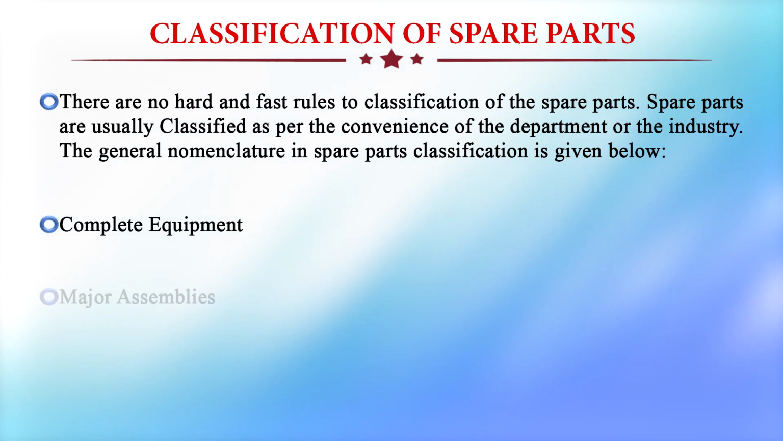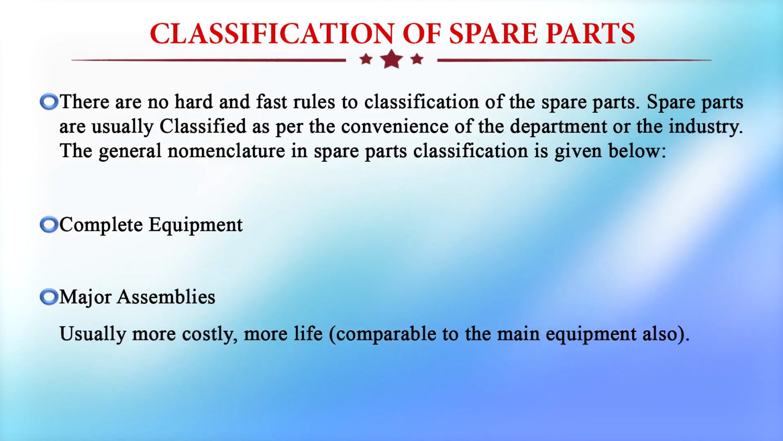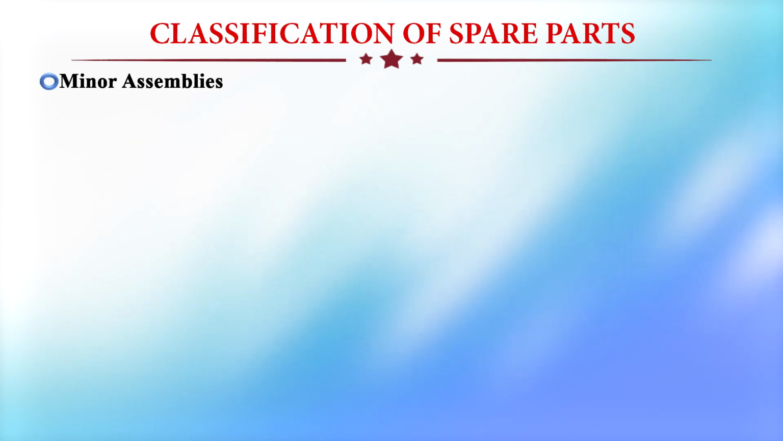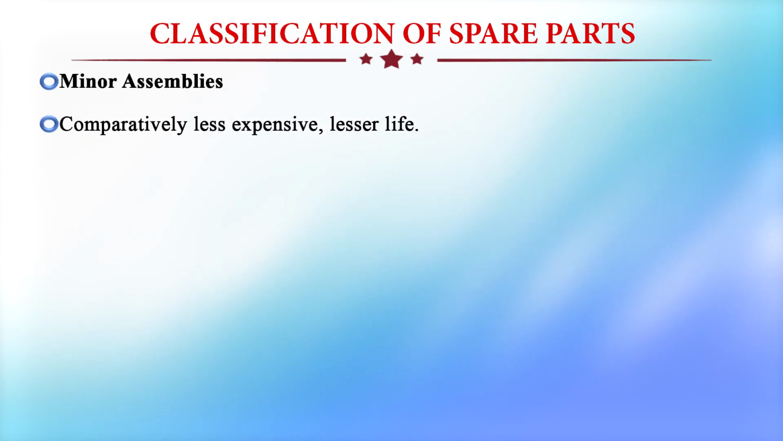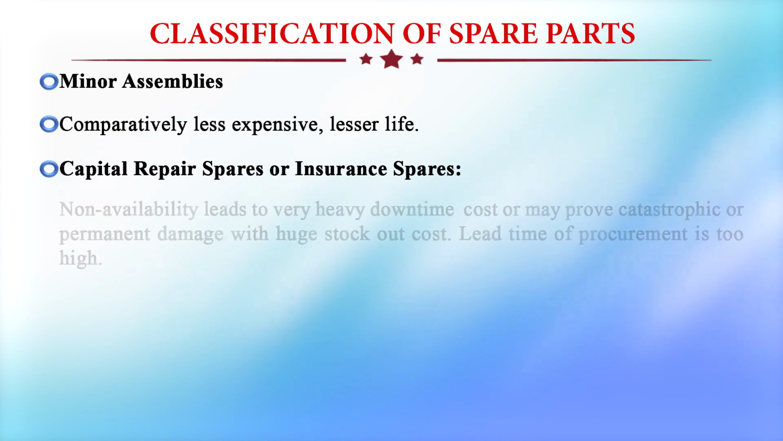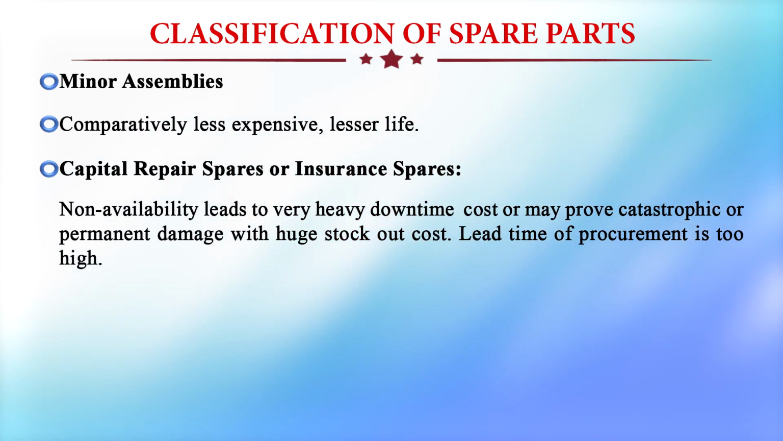Complete equipment, for major assemblies, usually more costly and with life comparable to the main equipment. Then minor assemblies, comparatively less expensive and with lesser lifetime. Then capital repair spares, whose non-availability leads to very heavy downtime cost or may prove catastrophic, with permanent damage and huge stock out cost. The lead time of procurement is too high, so for these capital repair spares we need to plan in advance.